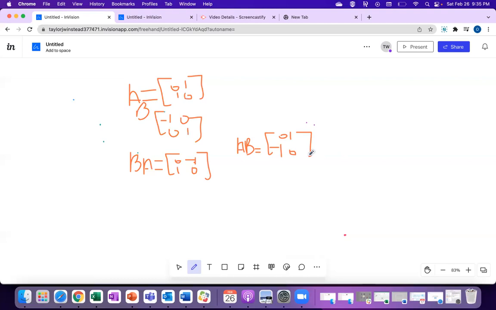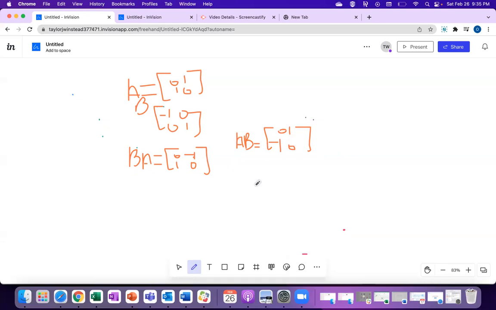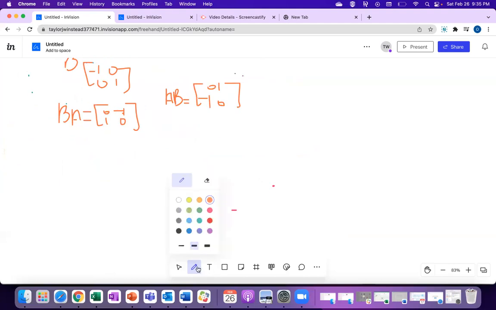Now, these are all transformation matrices. I'm not going to write this down, but A is a reflection about the vector 1, 1. B is a reflection about the vector 0, 1. BA is a rotation through pi over 2. And AB is a rotation through negative pi over 2. And I'm going to prove this by just using one example.